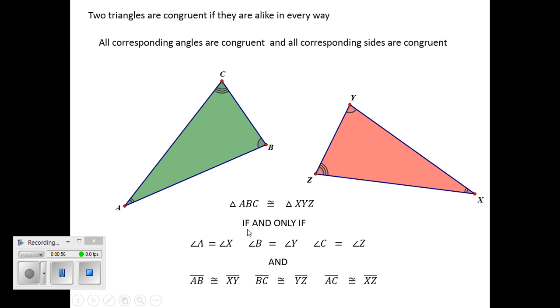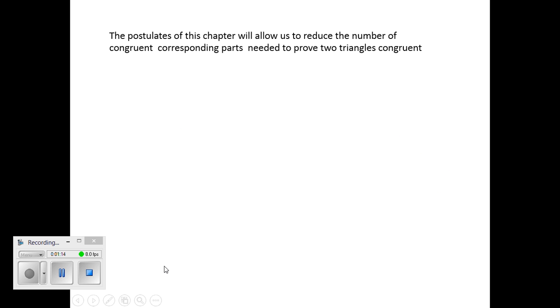Which means if we want to show that two triangles are congruent, we need to show that all six parts of one are equal to the corresponding six parts of another, until we come across a couple of these postulates, which are going to trim those. So here's what we're looking at, okay? There are three postulates that are going to help us out, and they're going to reduce it from six things that have to be shown to three things, okay?